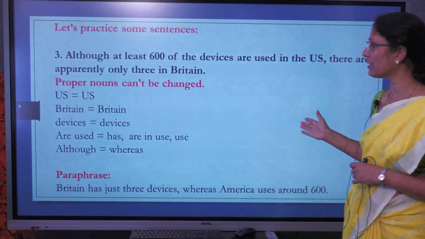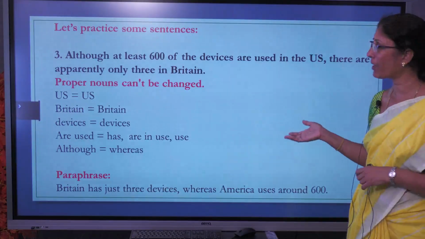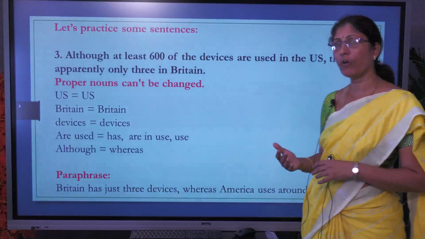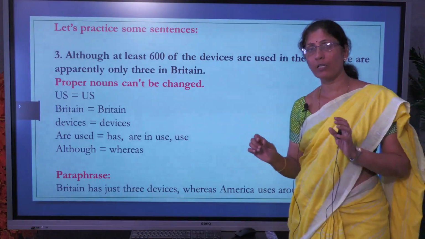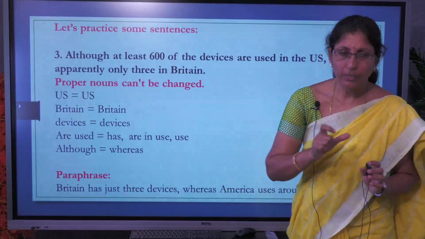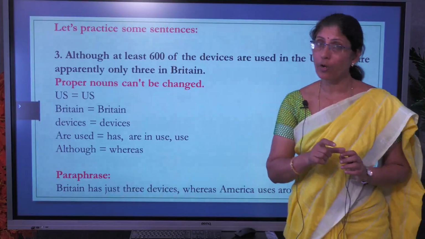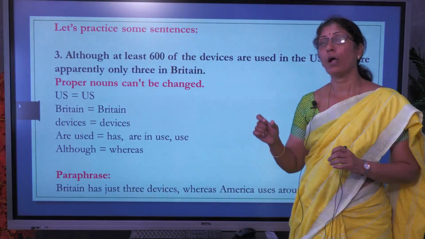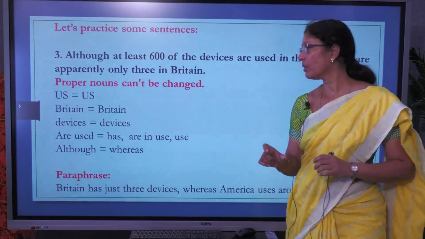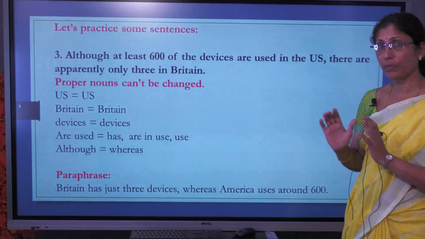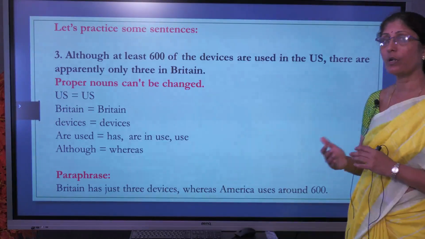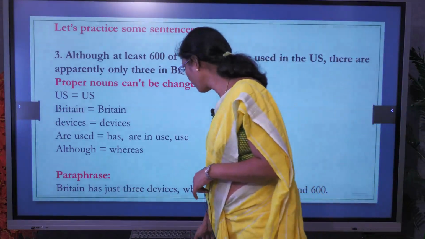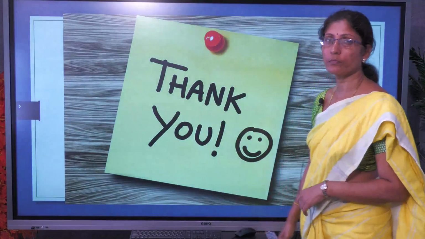As it is a sentence, there is no complexity in paraphrasing. But if it is a paragraph, you have to be very careful in understanding the subject of the paragraph, what it is talking about, the content, the type of the paragraph and the main ideas. In that way you should develop your paraphrasing technique. Thank you.